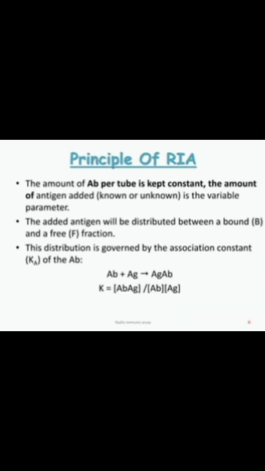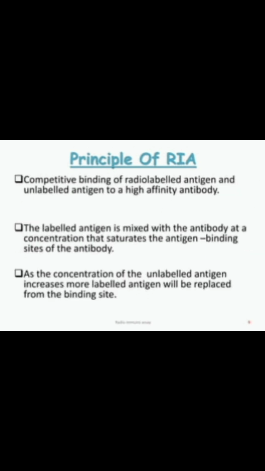Now the principle of radioimmunoassay. The amount of antibody per tube is kept constant. The amount of antigen added is the variable parameter. So antibody is constant, antigen is variable. The principle of RIA is the competitive binding of radio-labeled antigen and unlabeled antigen to a high affinity antibody. As the concentration of unlabeled antigen increases, more labeled antigen will be replaced from the binding sites.